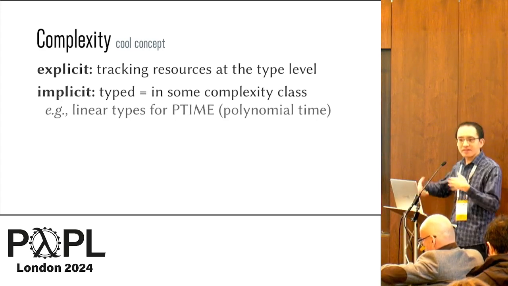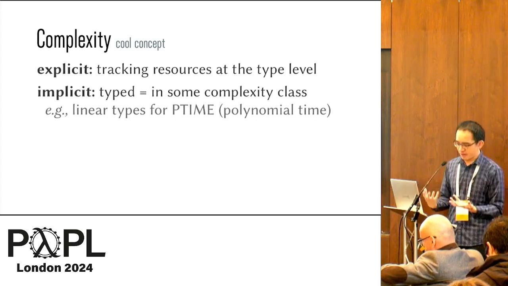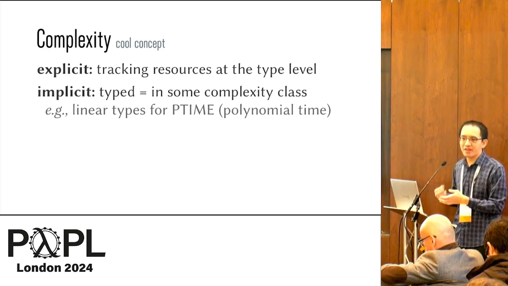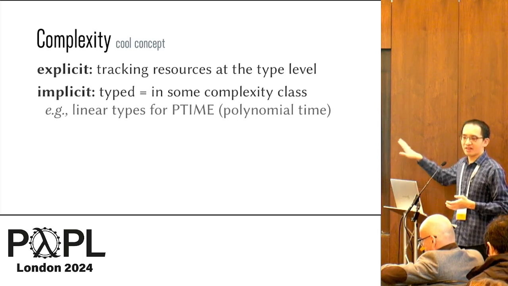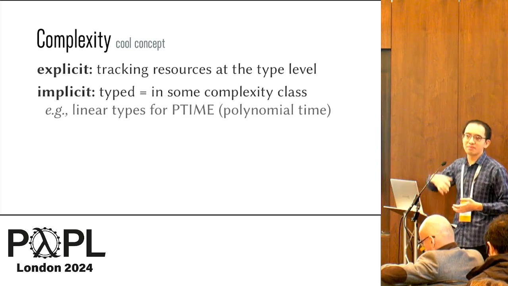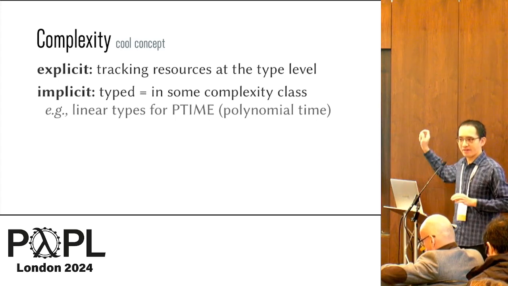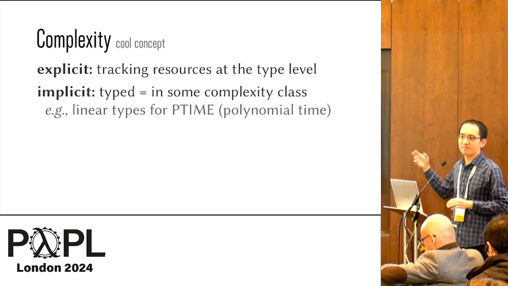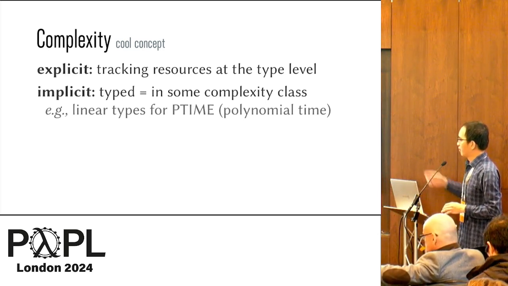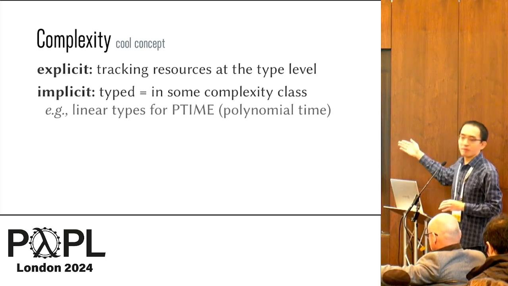But there's another style, which is to come up with a type system that doesn't explicitly say the amount of resources. But then you can prove as a metatheory that anything that can be typed does have the property that the thing you are defining is in some complexity class. So that is kind of implicit. You are not writing down the number, but you can prove that anything that can be defined must belong to a certain complexity class. And it has been known that you can actually use linear types for polynomial time.